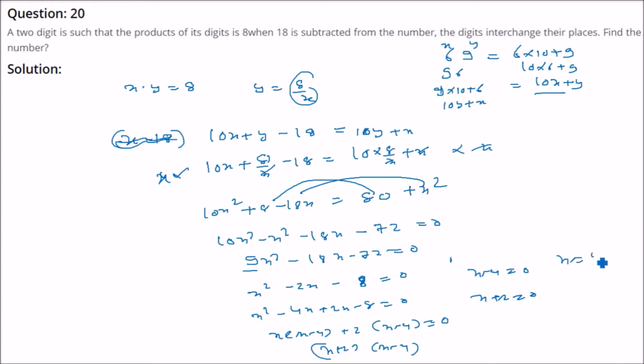So here you will get x equal to 4, x equal to minus 2. Minus 2 we cannot take because a digit cannot be negative. So x equal to 4 is the first digit. And what is the second one? y is 8 by x. So 8 by x is 8 by 4, that is 2. So the number is 42.